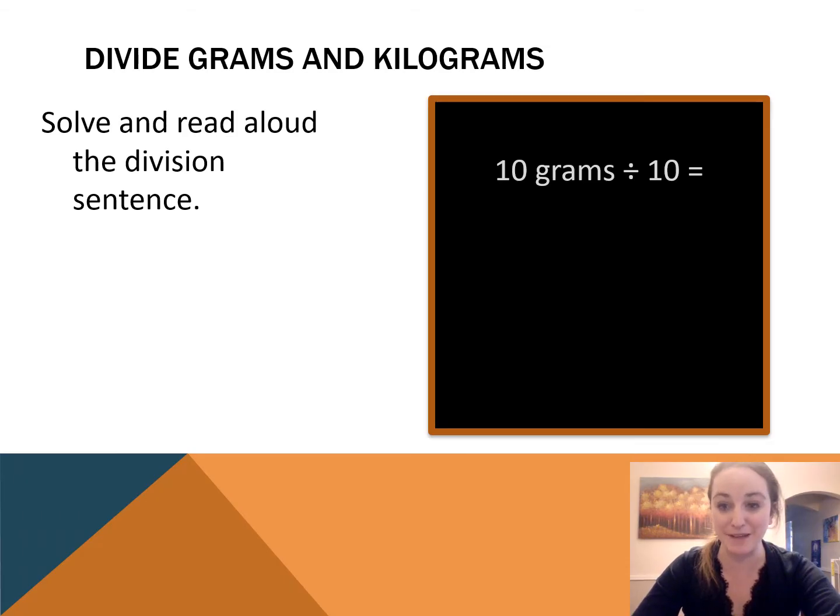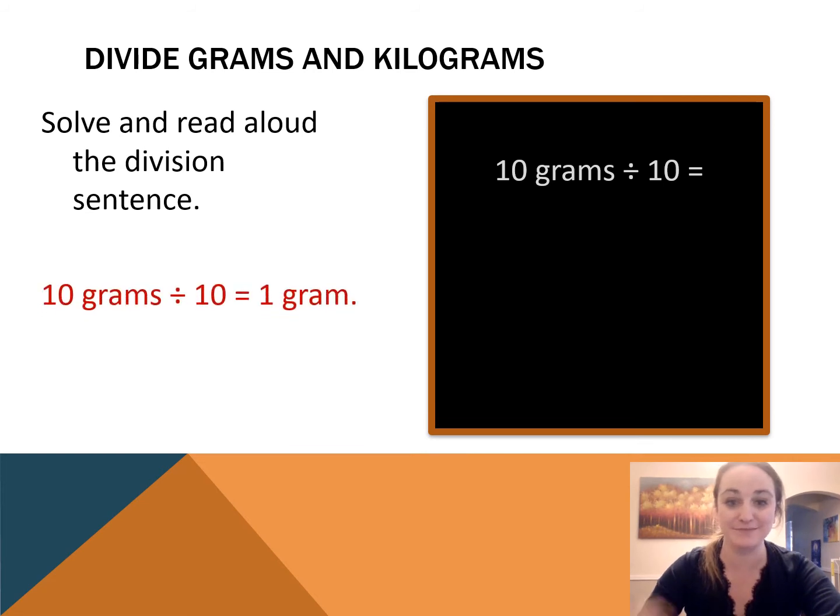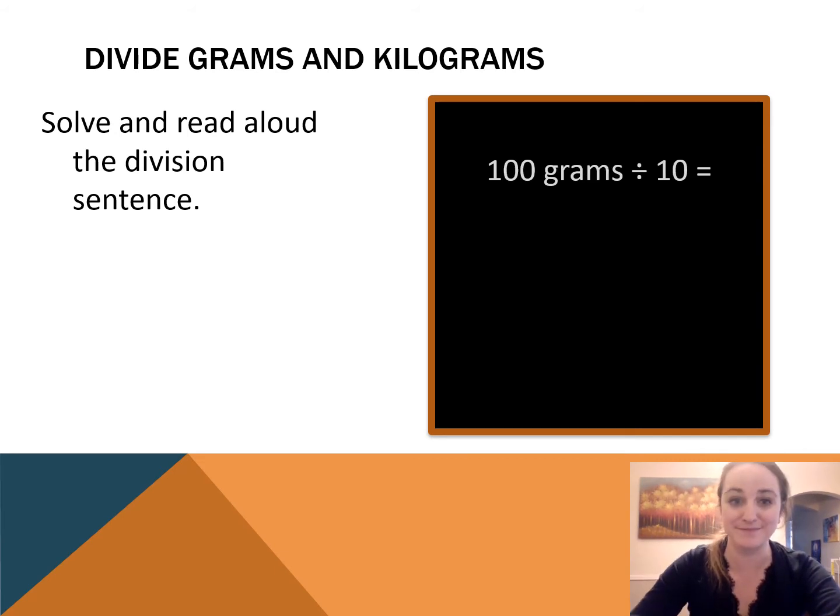Let's do a little warm-up. We're going to solve and read aloud the division sentence. 10 grams divided by 10. How many 10s are in 10? There is one 10 in 10. So 10 grams divided by 10 equals 1 gram.